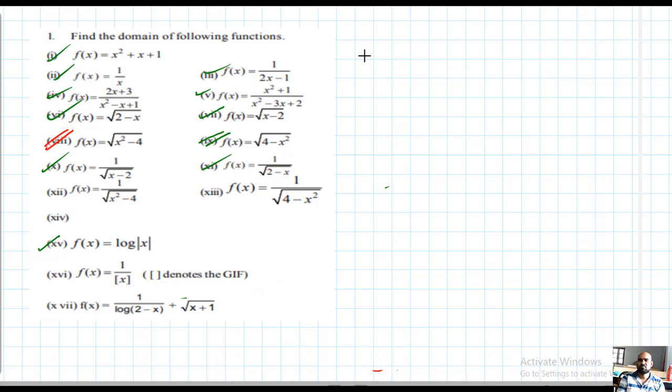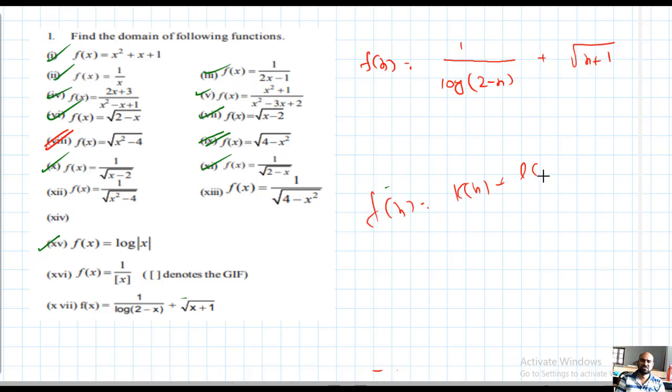Next, an interesting problem. F of x is given as 1 by logarithm of 2 minus x, plus root over x plus 1. Just like f of x equal to k of x plus L of x, which I already clearly explained, to find the domain of f of x, we need to find the domain of k of x first, then the domain of L of x, and their intersection gives the domain of the total function. Okay. So, one by one. I want to find the domain of 1 by logarithm of 2 minus x first.